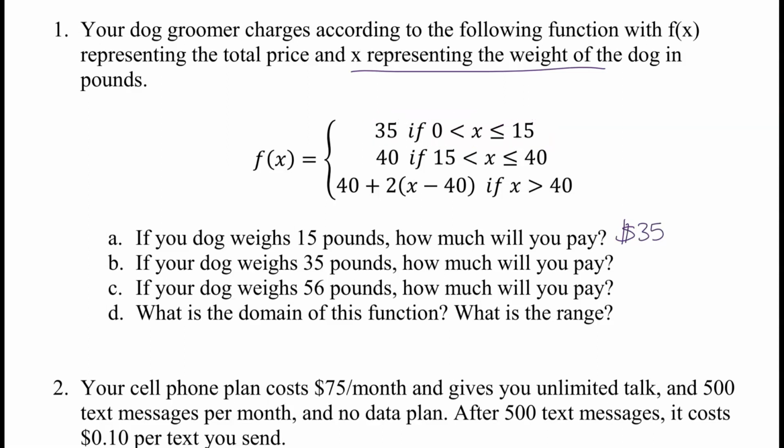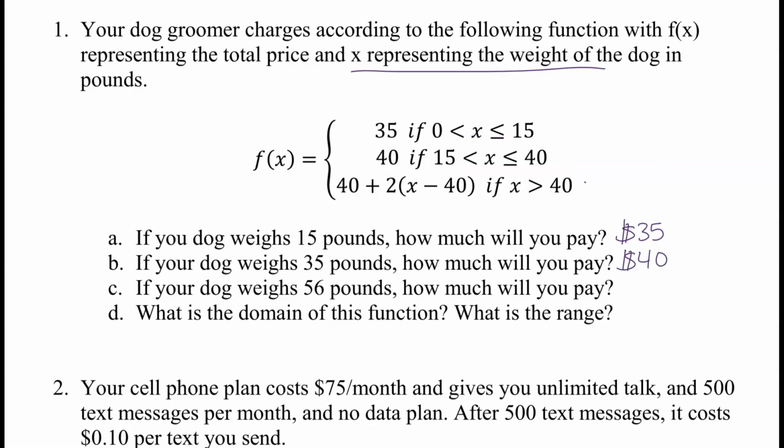Then it asks if my dog weighs 35, so I'm looking in my restrictions, which one of these, 1, 2, or 3, would include 35? Well, it's between 15 and 40. So if my dog weighs 35 pounds, I will pay $40.